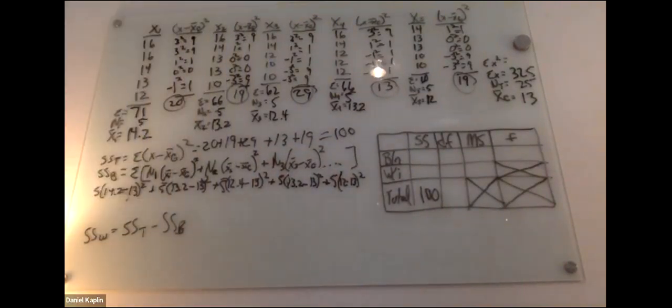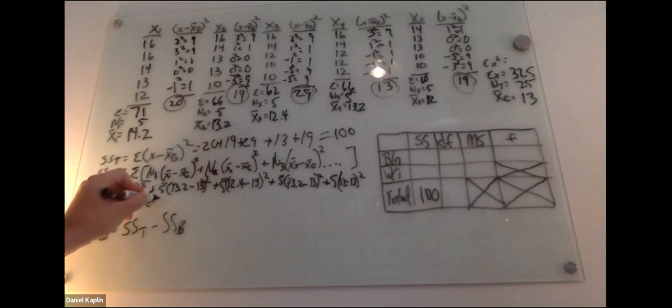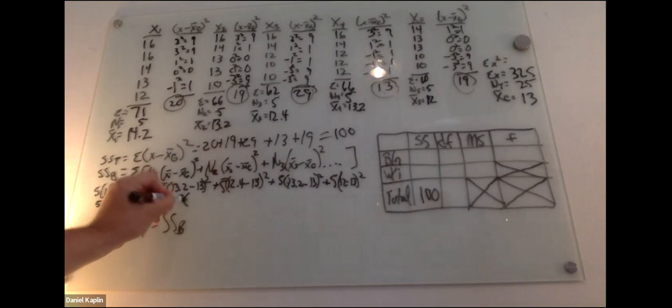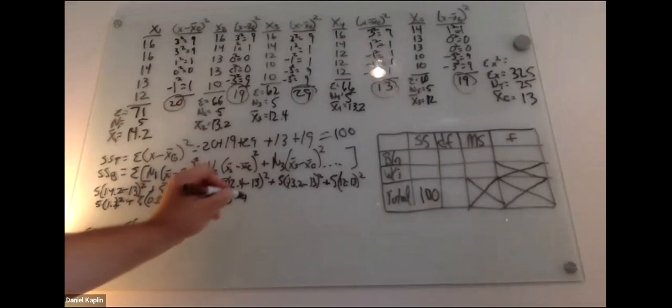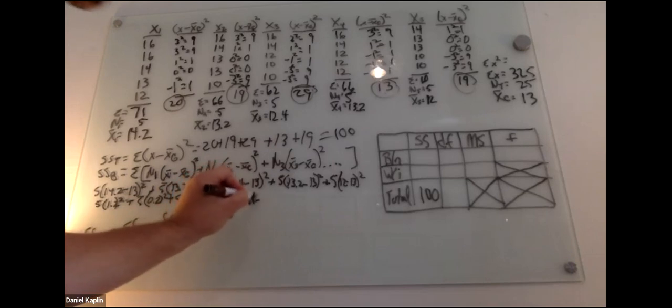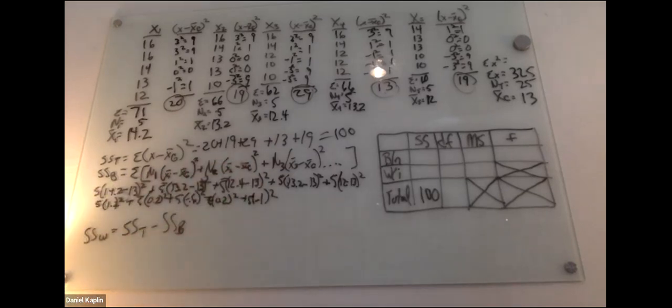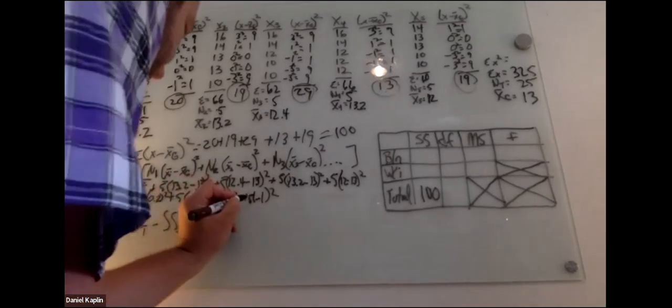So if we work through this, you are going to get a number that looks like this: 5 times 1.2 squared plus 5 times 0.2 squared plus 5 times negative 0.6 squared plus 5 times 0.2 squared plus 5 times negative 1 squared. All right, this is a plus sign.